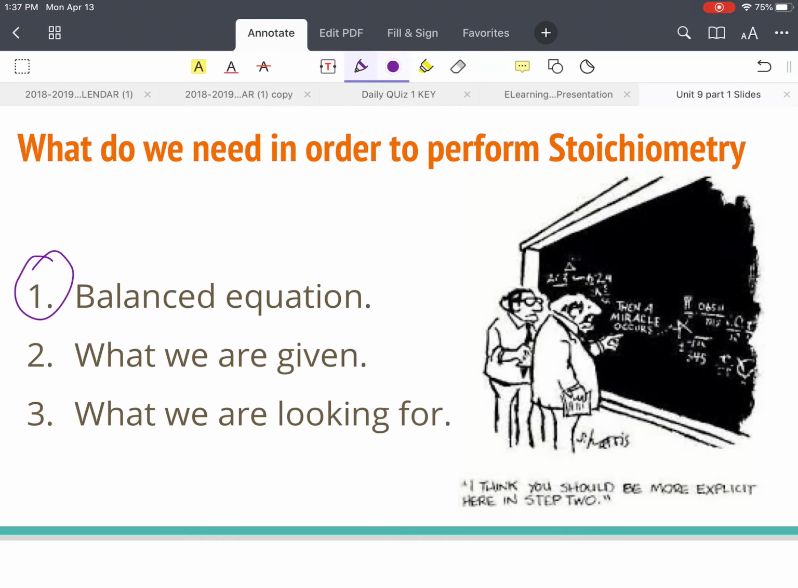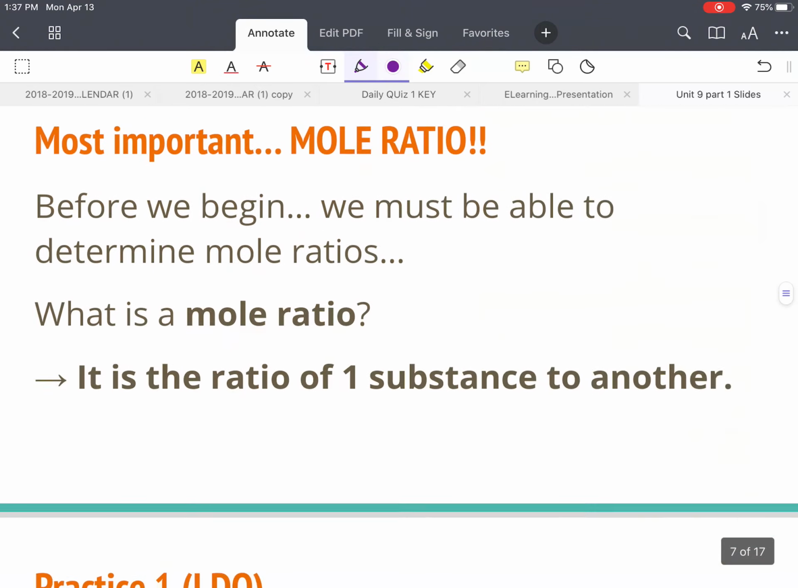Same thing that we always do when we're doing this is we always want to start with what we're given. Okay, and we need to make sure we know what we're looking for.